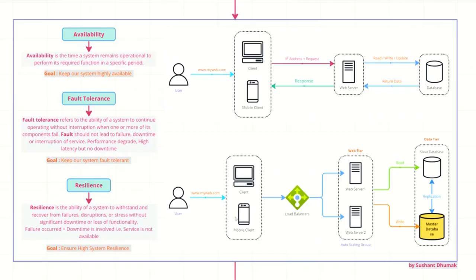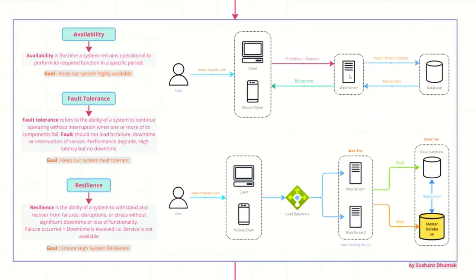Now, looking at our diagrams, suppose on the top right hand corner diagram, if the web server fails, then your system will not work because we have only one web server and only one database. That is a single point of failure, right? If that component fails, your system will go down. There will be downtime or interruption in the service that you are providing to your user.